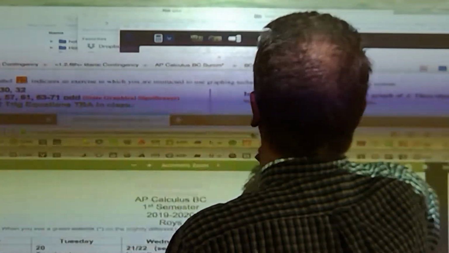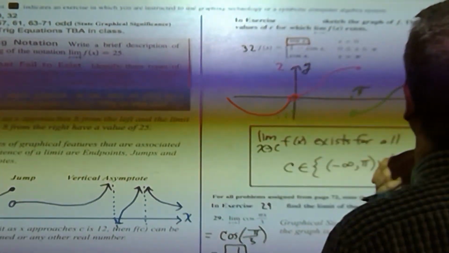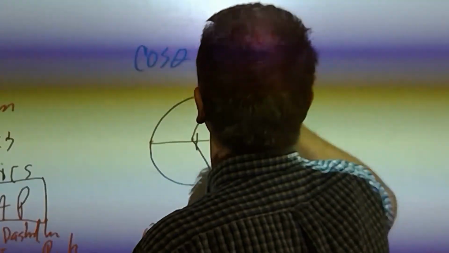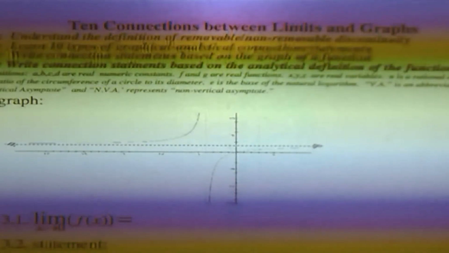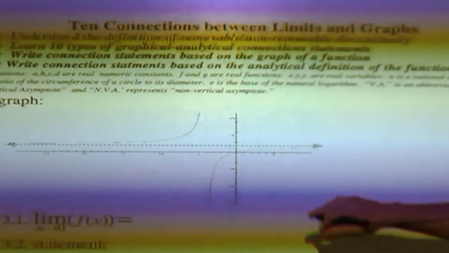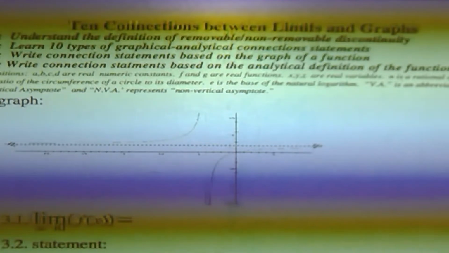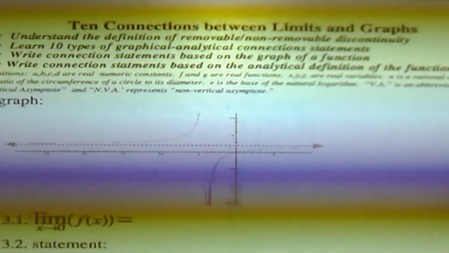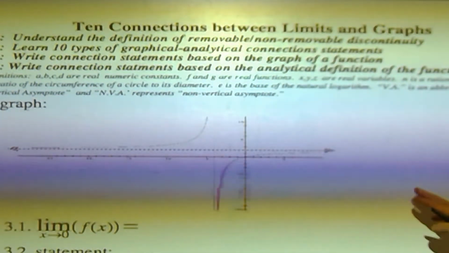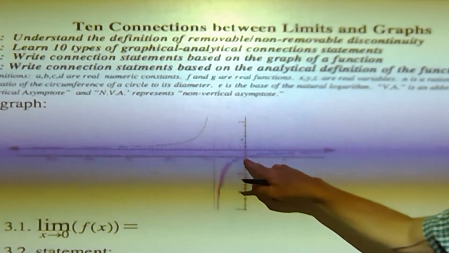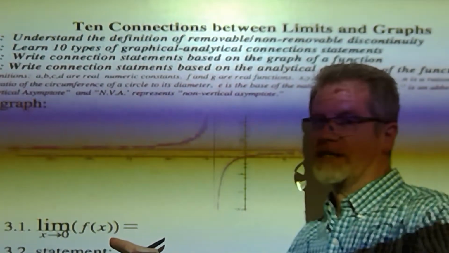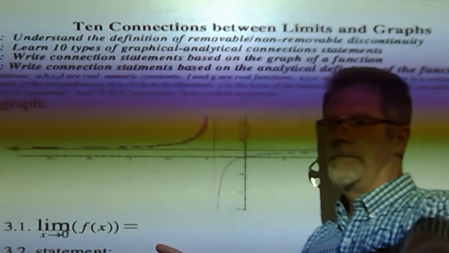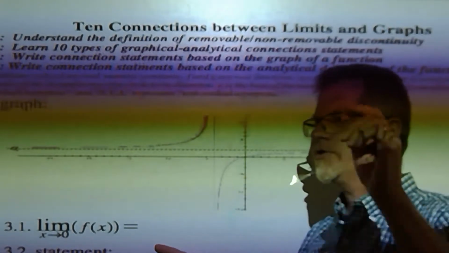Okay, so now let's wrap those last pages of the 10 connections packet. So, okay, we're on this page, and it says what's the limit as x approaches 0 of f of x? Well, since a limit is an output value, this is one of those situations where the point 0, 0 is on the graph. So what is the limit as x approaches 0 of f of x, friends? I haven't heard it yet.